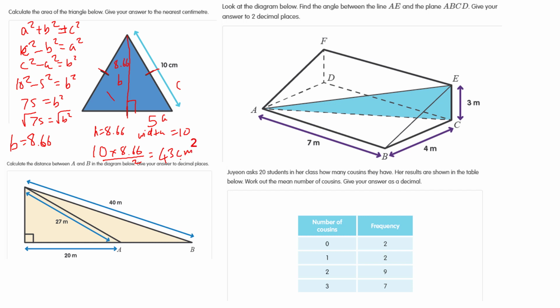Perfect. Now this is a Pythagoras again. Calculate the distance of A and B, and you guys did so well with this. You found out this height. So that's going to be 27 squared minus 20 squared equals, I'm just calling that b squared. So 27 squared minus 400, that's 20 squared. That's equal to 329.